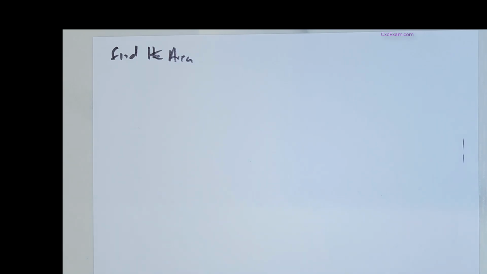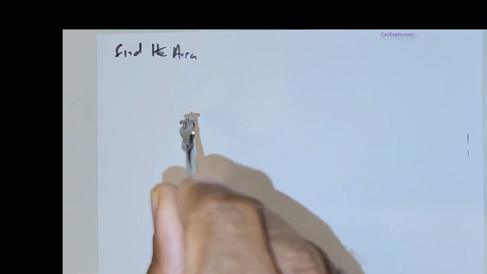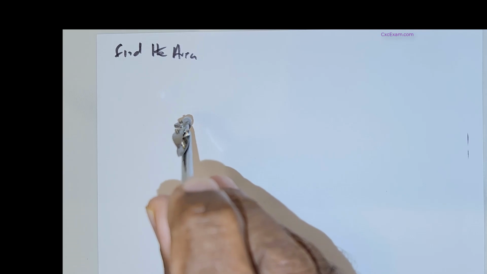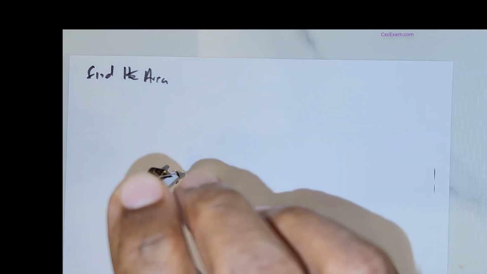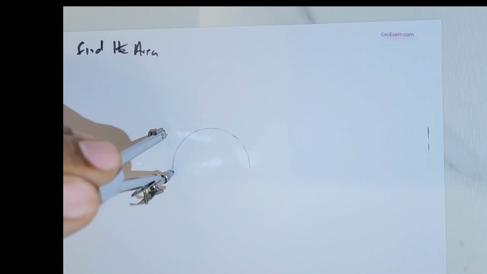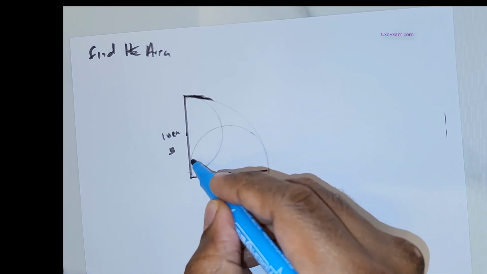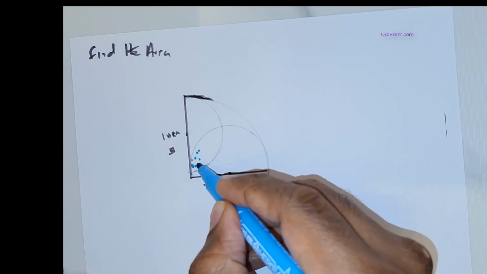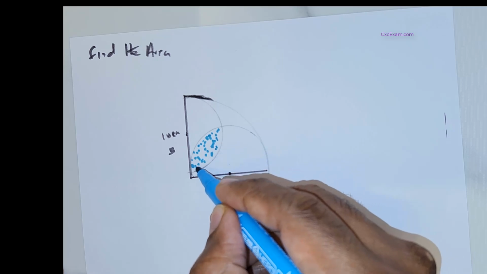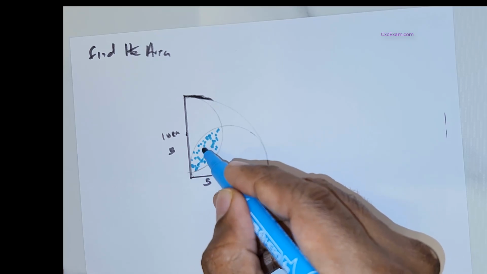Welcome everybody. We are expected to find the following area of the shaded region. So let me draw the figure. So we got two semicircles. Now the figure is not to scale. Now we are expected to find this area, right?